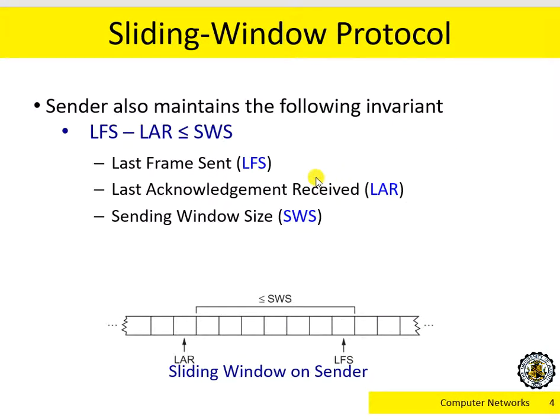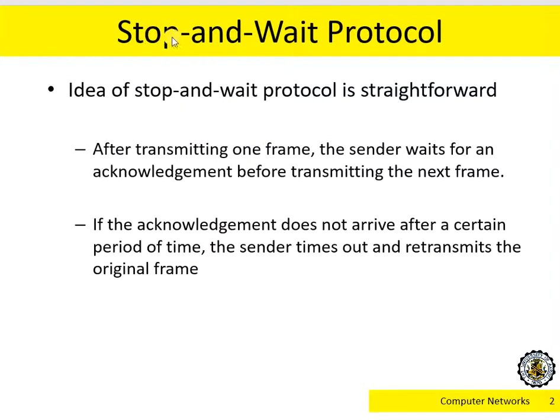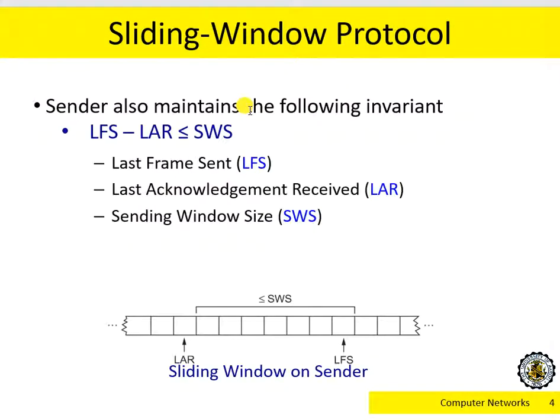Okay, so in last class, one thing is that by doing so, within each round trip time, RTT, I'm able to send up to or occupy up to n frames rather than one frame, which is the case in the stop and wait protocol. Okay, and then we quantize the sender side for the sliding window protocol.